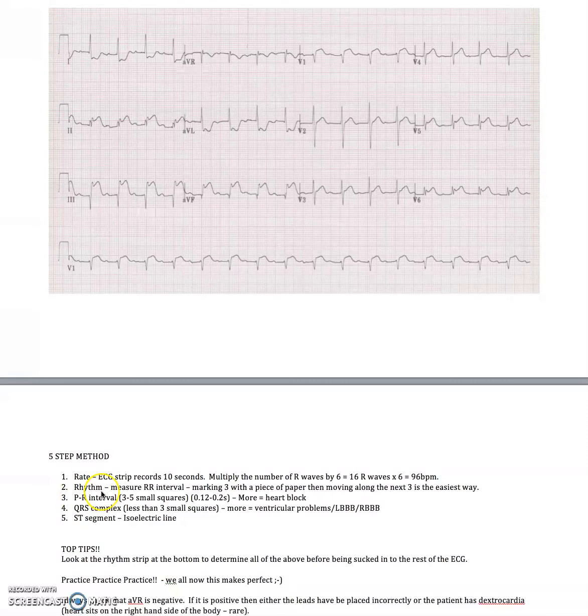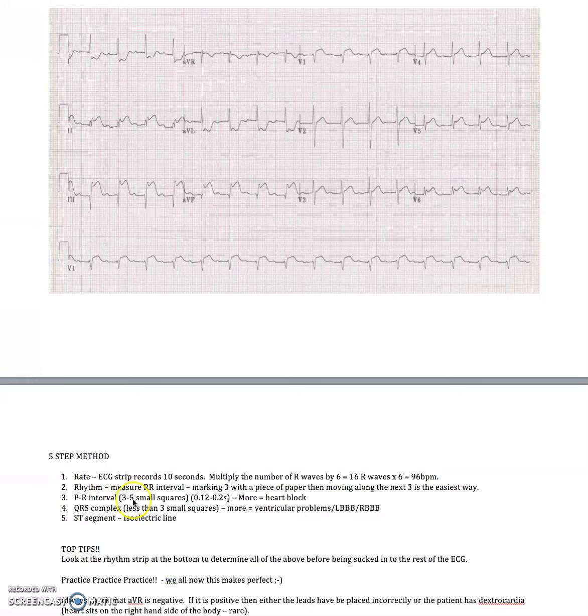Now we need to work out our rhythm. Is it regular? Is it irregular? The easiest way to do this is to just grab a piece of plain A4 paper, line it up against 3 R waves and just mark them off on your paper. Move the paper across to the next lot of R waves. Do they line up? If they do, great, you're regular. If not, you're irregular. And just keep doing that along the ECG so you can find out whether you're regular or irregular. Number 3 is to measure your PR interval.